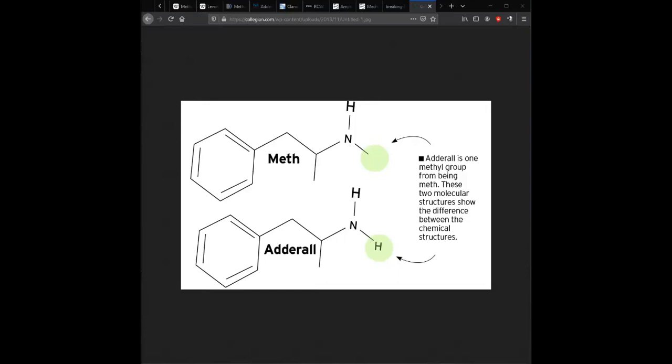And while I'm going over similar in structure but different effects, another is Adderall. Adderall, or amphetamine, is a prescription stimulant that is used to treat ADHD. What sets meth and Adderall apart structurally is that Adderall has a hydrogen attached to the amine instead of a methyl group.